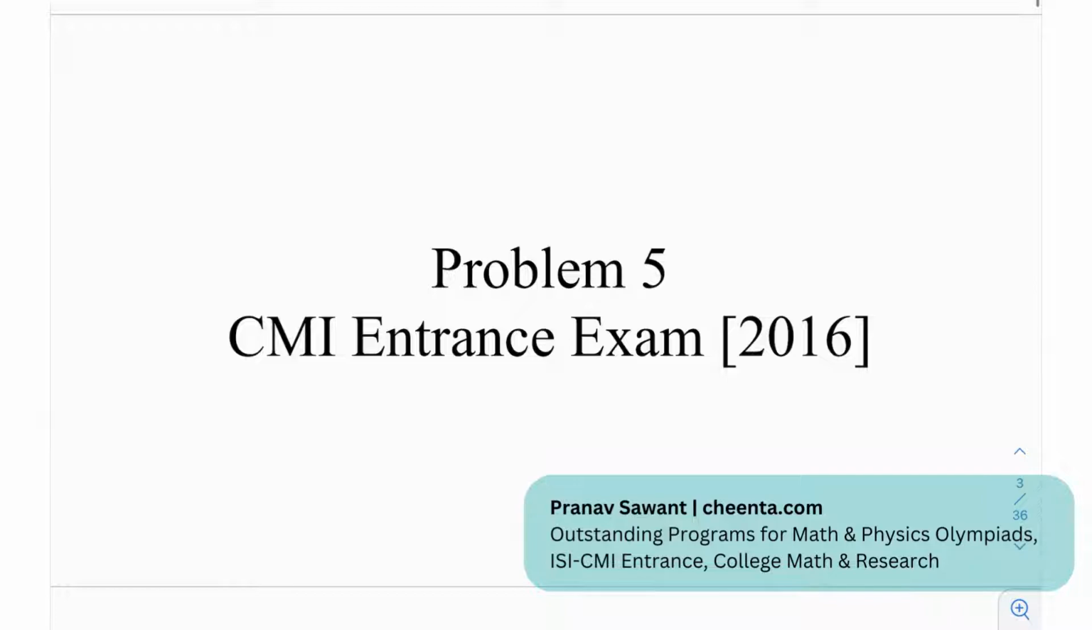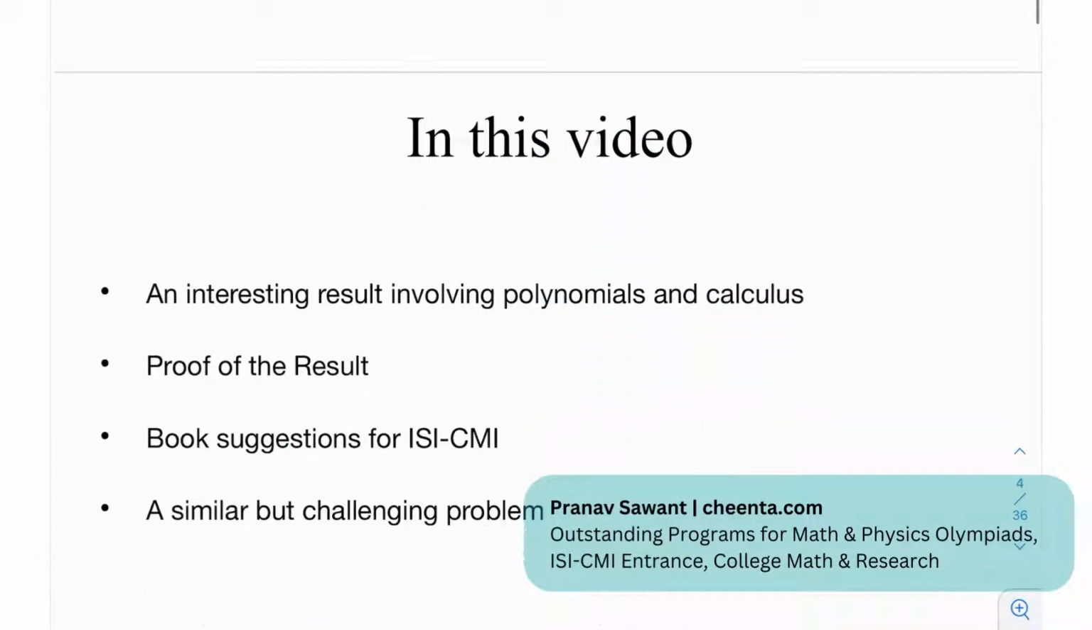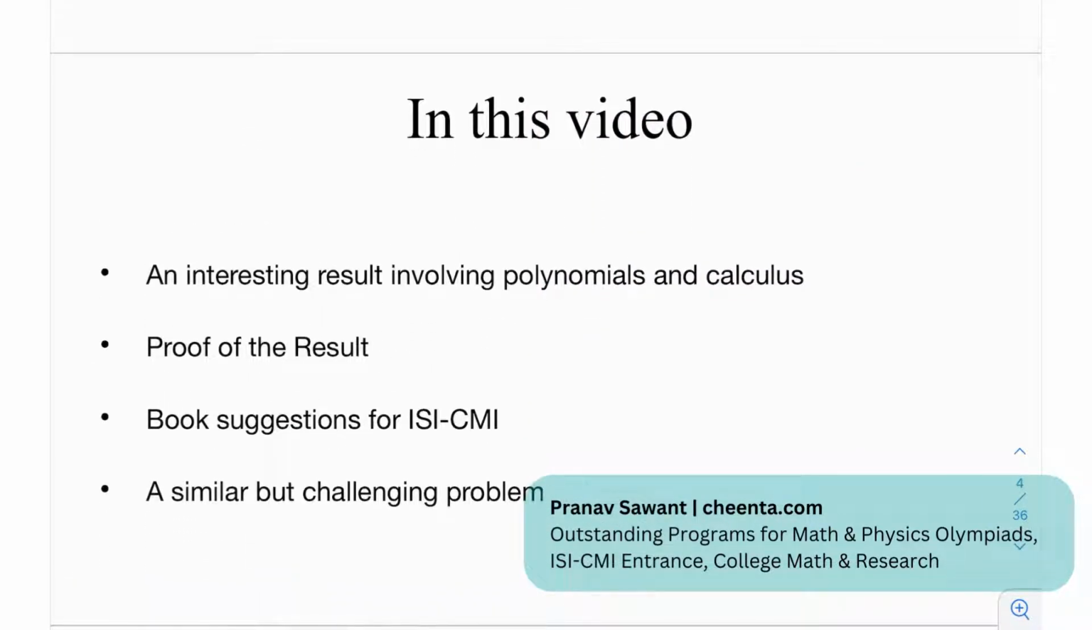So yeah, this is problem number 5 from the CMI, Chennai Mathematical Institute, entrance exam in 2016. And in this video, we're going to be looking at an interesting result involving polynomials in calculus, then obviously a proof of the result, and after that we have some book suggestions for ISI and CMI, and at the end, of course, a similar but challenging problem.